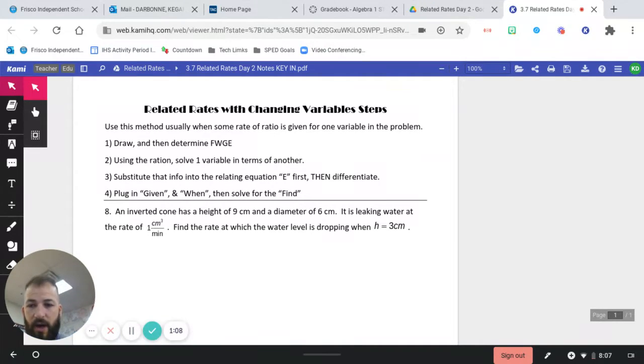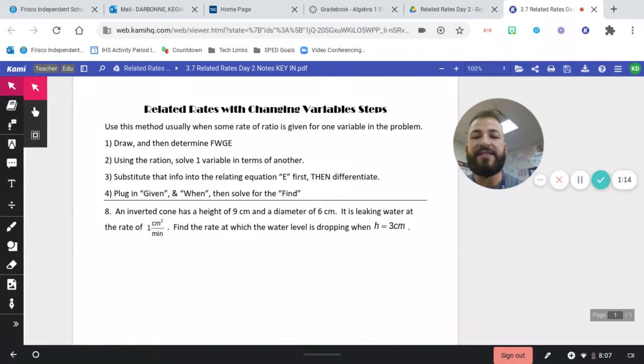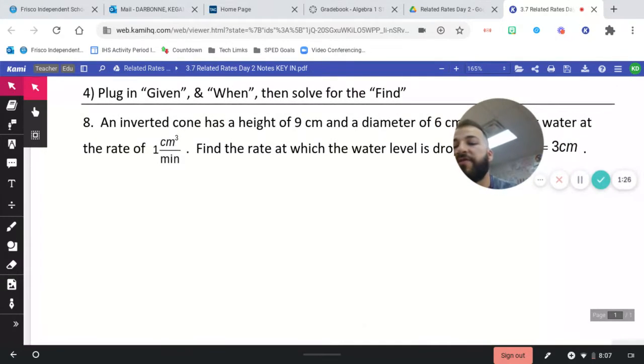Okay, so let's look at 8. An inverted cone has a height of 9 centimeters and a diameter of 6 centimeters. It is leaking water at the rate of 1 centimeter cubed per minute. Find the rate at which the water level is dropping when h is equal to 3 centimeters. Okay, so let's draw our picture first.